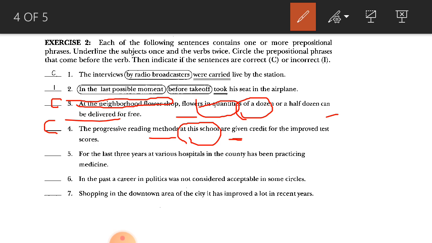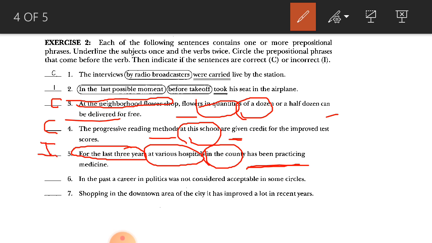Number 5. For the last 3 years at various hospitals in the county has been practicing medicine. For the last 3 years is the first prepositional phrase in the sentence. At various hospitals is another prepositional phrase. In the county is the third one. And the verb is has been practicing. As you note here, we do not have a subject. So this sentence is incorrect because it lacks a subject.